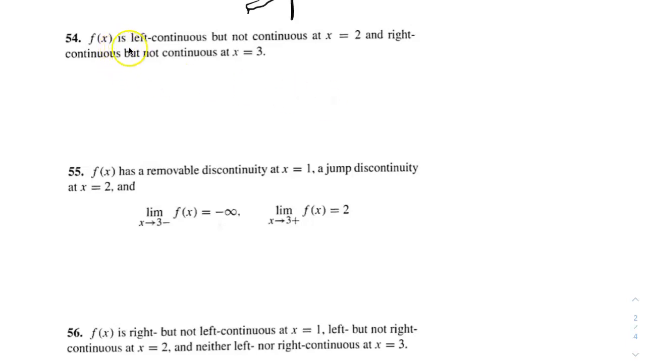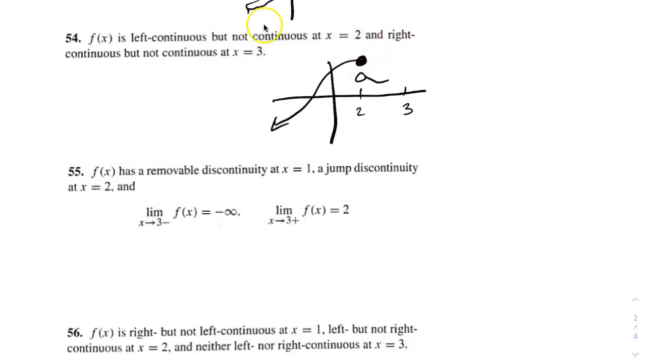54. f of x is left continuous, but not continuous at x equals 2, and right continuous, but not continuous at x equals 3. So let's draw this. So here's 2 and here's 3. It's left continuous. Remember, all that means is on the left side, it's filled in, but not continuous at x equals 2. So I'm going to have the tail go from the left side, start somewhere else, go like that. So this is not continuous, but it is left continuous. So the left side has a filled in value.